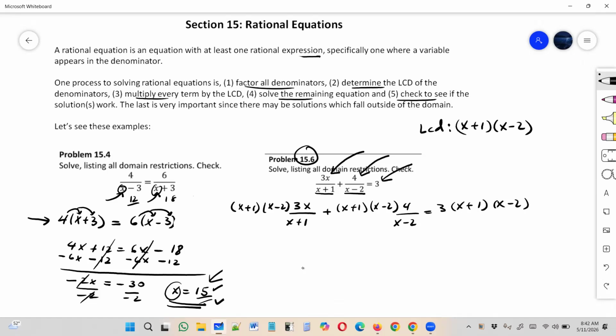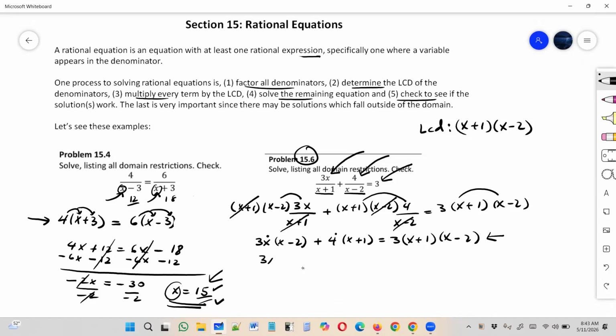Now notice that our interest is in canceling things. So this first term is going to cancel that. This is going to cancel this. So I'm going to be left with this product. I'm going to write it as my second line, this product and this whole thing. But notice at this point, I no longer have a denominator. That's what we want. Now I have to distribute the 3x and I have to distribute the 4.